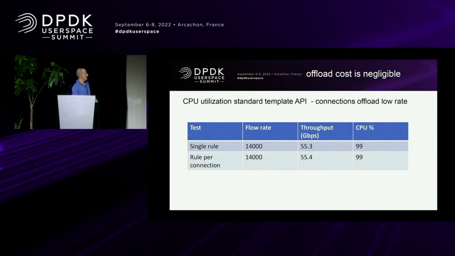In this table, I'm showing that the new template API almost takes no CPU cycles from the software. How do we see that? In the first line, we see a single rule, which means that the application just inserts RSS and everything is handled in software. The second line means the application inserts a rule per connection. The rule just marks the packet and does RSS. That's it. So basically, we are saving the application the ID of the packet. As you can see, the throughput is about the same, with a small, negligible difference, and the CPU is the same.